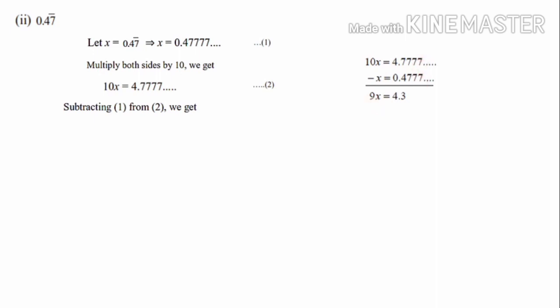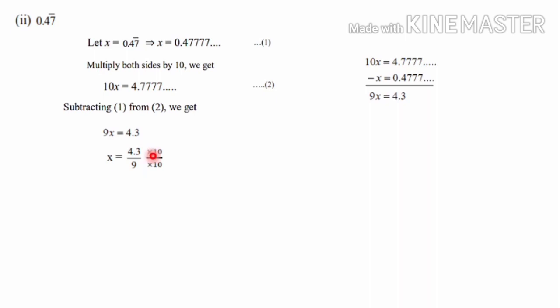Here when you check, 7 minus 7 is 0, again 7 minus 7 is 0, 7 minus 7 is 0, 7 minus 4 is 3, 4 minus 0 is 4. So we have got the answer as 9x is equal to 4.3. So let's write it, 9x is equal to 4.3. From here we can calculate the value of x. x is equal to 4.3 divided by 9.